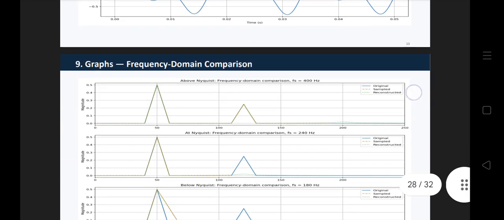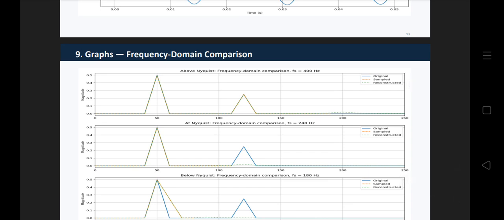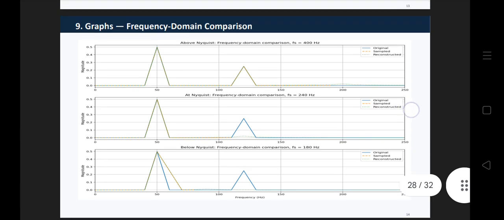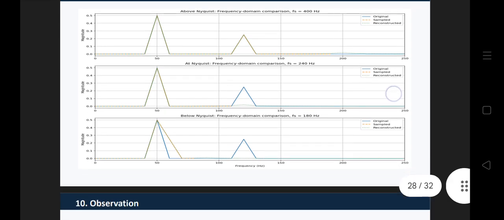And here is the frequency domain comparison graph. The original signal contains components at 50 Hz and 120 Hz. For the below Nyquist case, the 120 Hz component becomes ambiguous and appears at the aliased frequency of 60 Hz. So both the time domain and frequency domain results support the sampling theorem analysis. Here is the graph. The first graph is above Nyquist, the second graph is at Nyquist, and the third graph is the below Nyquist case.